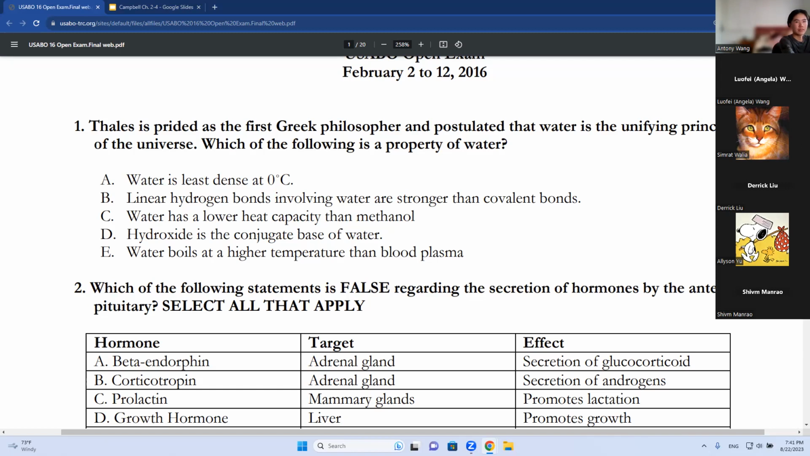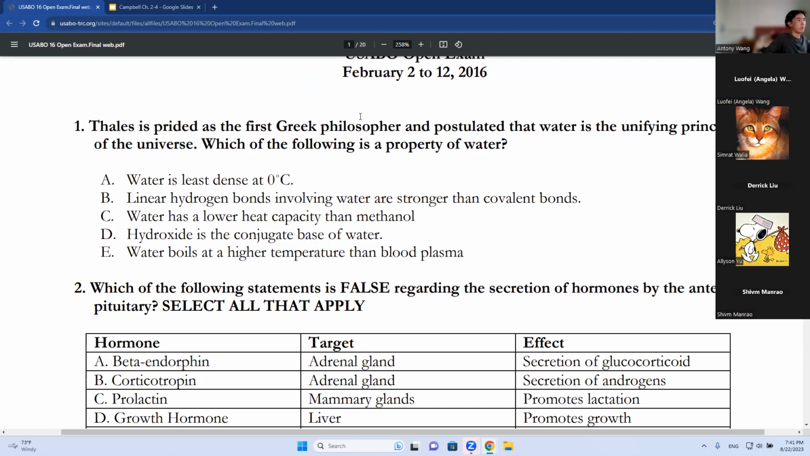So for option B, linear hydrogen bonds involving water are stronger than covalent bonds. That's also not true because covalent bonds are chemical bonds, while hydrogen bonds are intermolecular forces. Any chemical bond will be stronger than intermolecular forces.